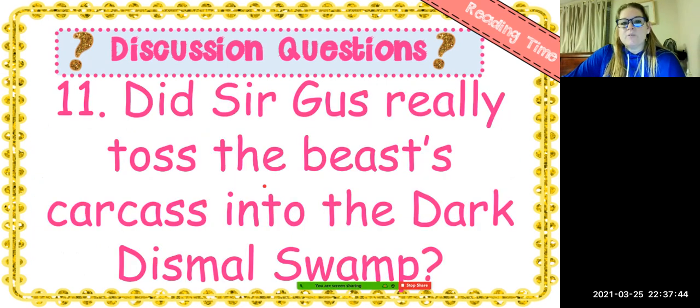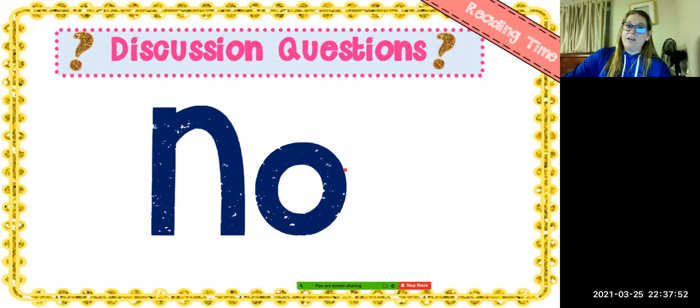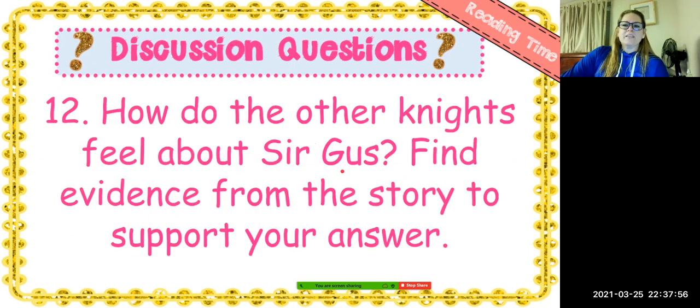So, did Sir Gus really toss the beast's carcass into the dark, dismal swamp? No, he did not. Remember, the beast fell into the swamp. So, how do you think the other knights feel about Sir Gus? Let's find some evidence from the story to support your answers. Think about the very last part when they were talking to the king.